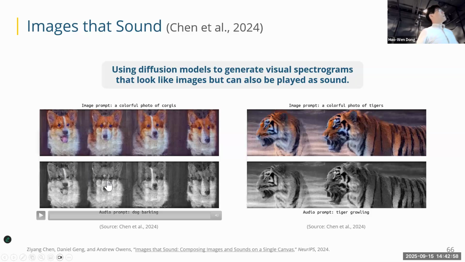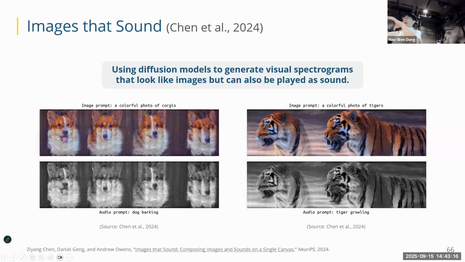You have this spectrogram, and it just sounds like your prompt. So you have the audio prompt, it's dog barking, and you have the image prompt as a colorful photo of a corgi. So the diffusion model is trying to morph these two things at the same time. I want this thing to be interpreted as an audio spectrogram that sounds like dog barking, but at the same time, I have this image prompt. It should also look like a corgi when we don't treat it as a spectrogram.